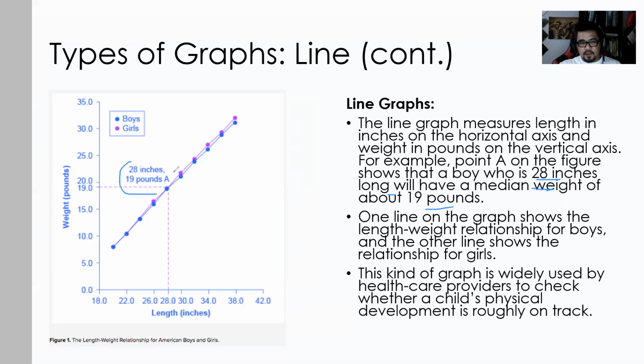So this one. On the line graph, it also shows the length and weight relationship for boys, and the other line shows the relationship for girls. So ito, at this point, medyo parehas. Pero it may have some deviation over other data. So this kind of graph is widely used by, for example, healthcare providers to check whether a child's physical development is roughly on track. So that could be it. Okay, another discussion on this, moving forward.